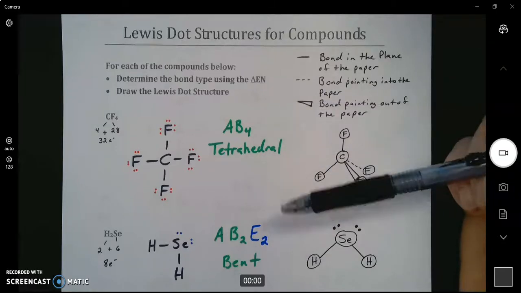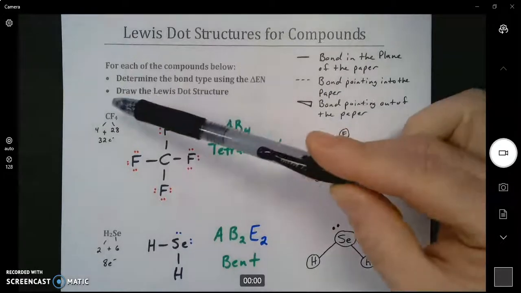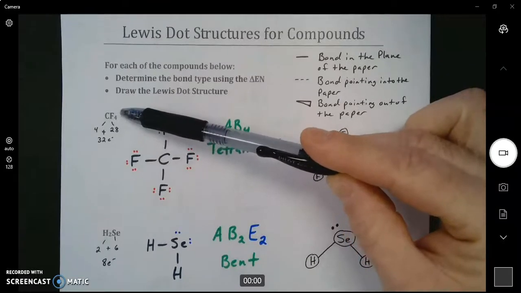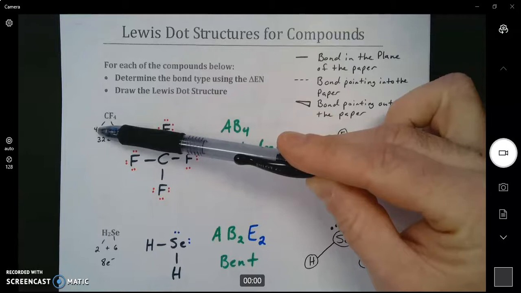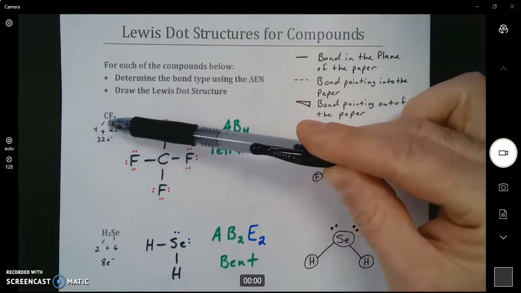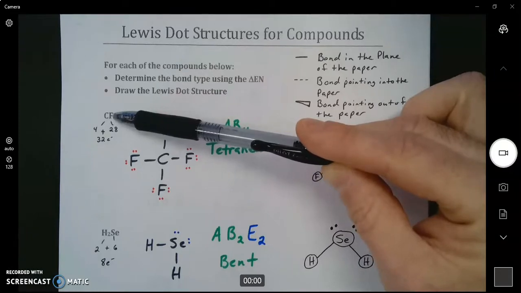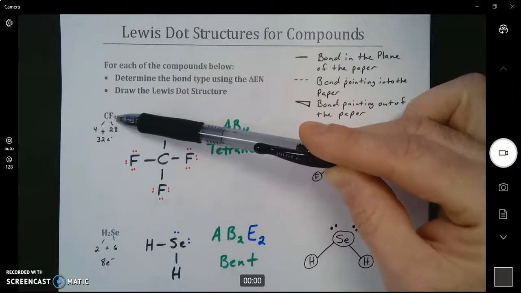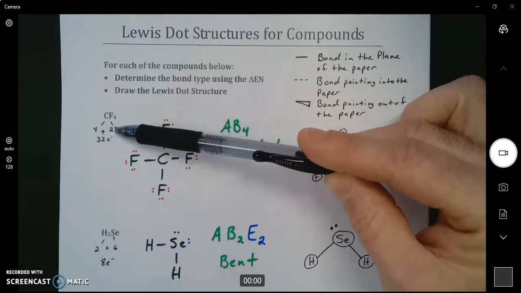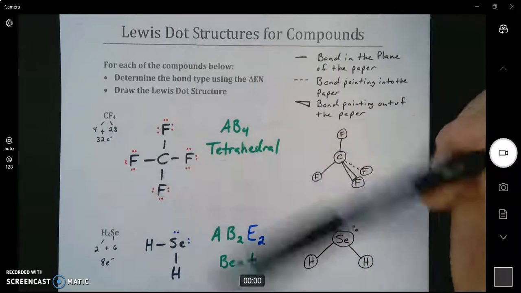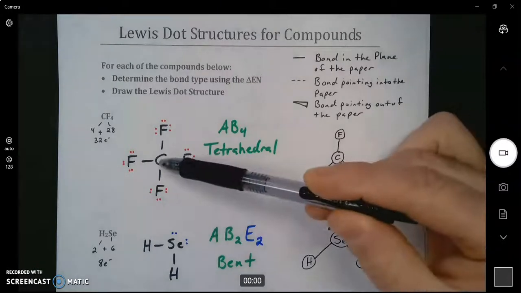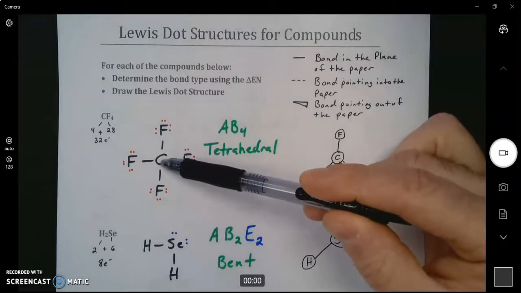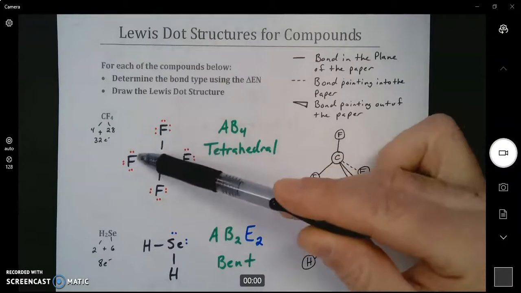So the first one on this sheet is carbon tetrafluoride, CF4. The carbon is going to give us 4 valence electrons because it's in group 14. Each fluorine in group 17 is going to give us 7. Since we have 4 of those, we have 28 total. 4 and 28 give us 32 valence electrons to build this thing with. Carbon has 4 bonding sites. Each fluorine only has 1.